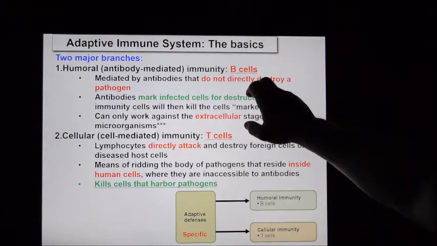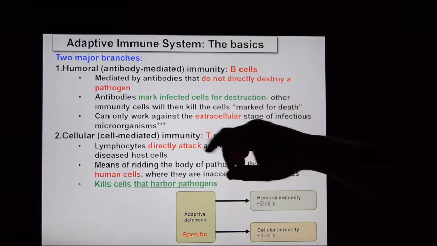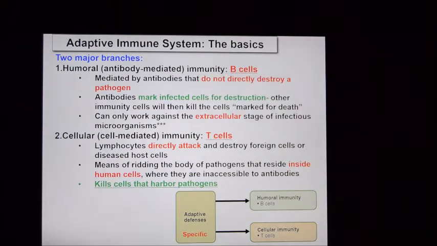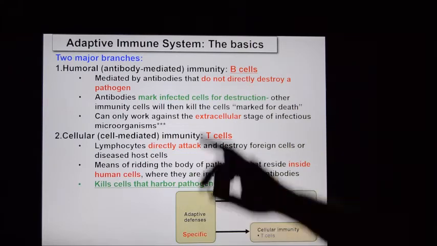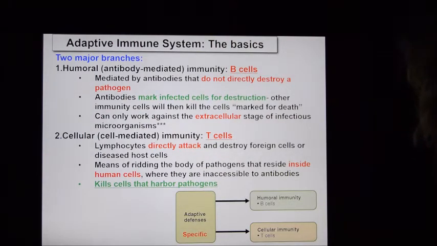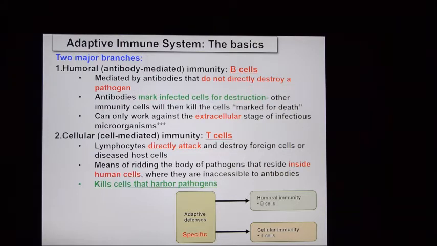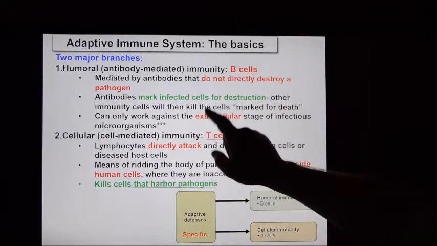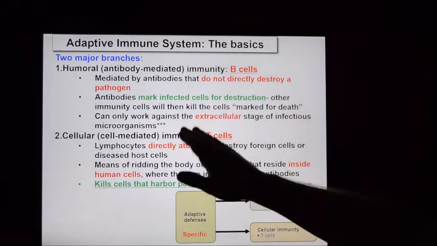Humoral, okay, so B cells versus T cells. They vary in the way that they attack potential pathogens. B cells are kind of cool because they don't really attack and destroy anything. What B cells do is they mark cells for destruction. B cells are going to make antibodies, and they have other roles too. Those antibodies mark cells for death so that other white blood cells can go and destroy them. T cells, by contrast, directly attack and destroy foreign cells.